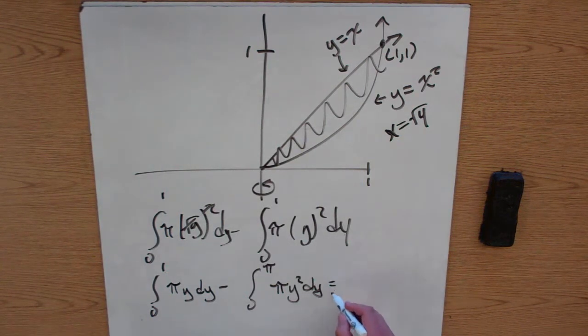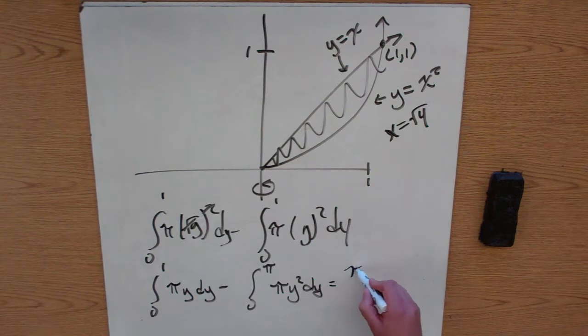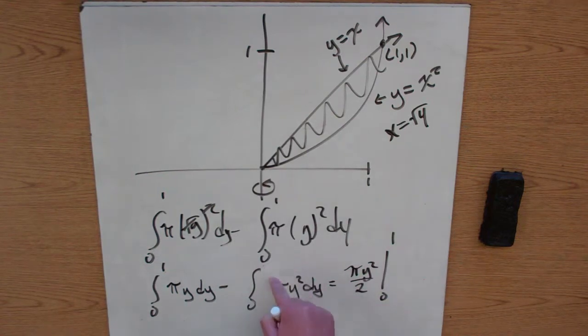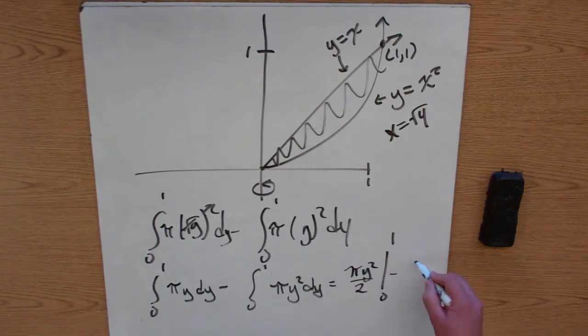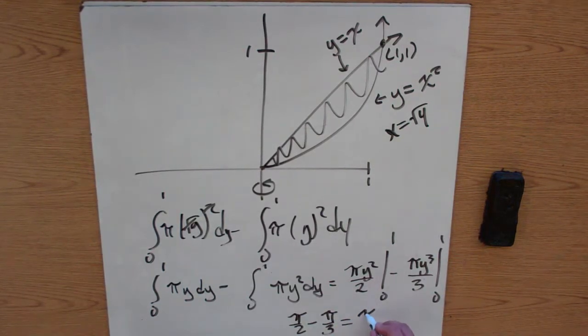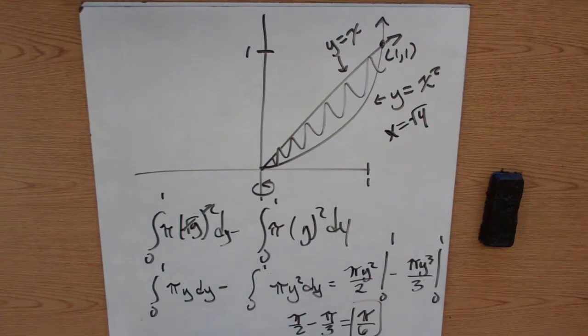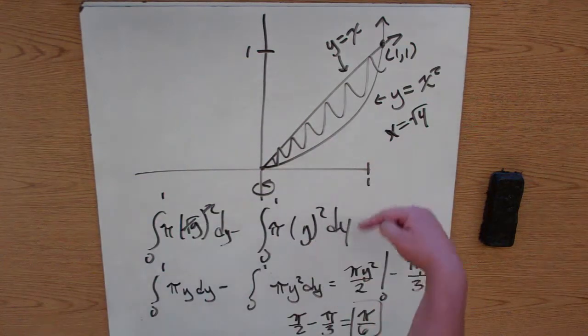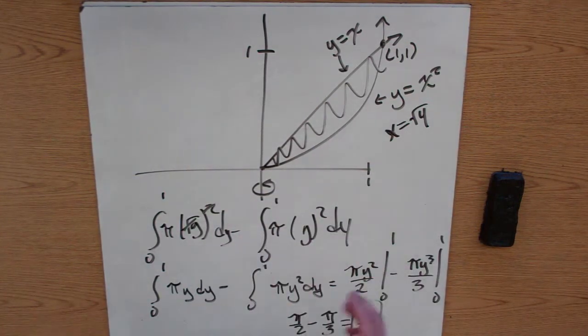So when you integrate them, this one's going to give you pi times y squared over 2, evaluated from 0 to 1, minus, this one's going to be pi times y cubed over 3, evaluated from 0 to 1. Again, the zeros are going to pretty much cancel out, so you sub in a 1. It's going to be pi over 2 minus pi over 3, which leaves you with pi over 6. So our resulting washer, as you spin this around the y-axis instead of the x, is going to give you a value of pi over 6.